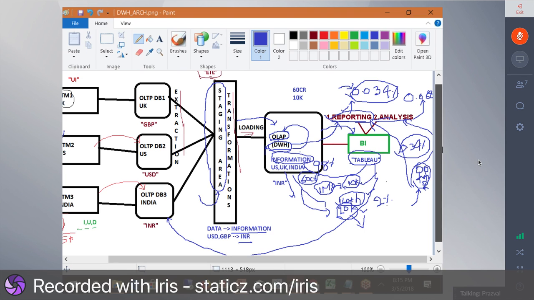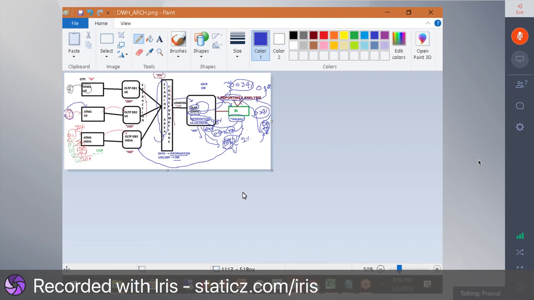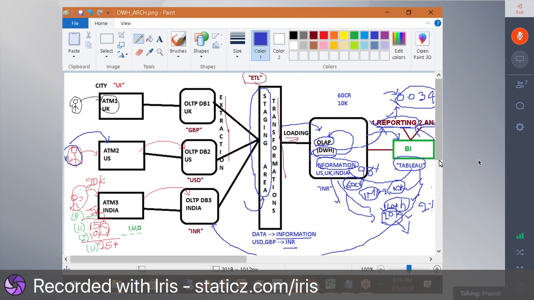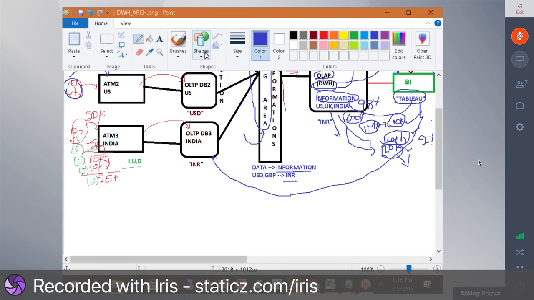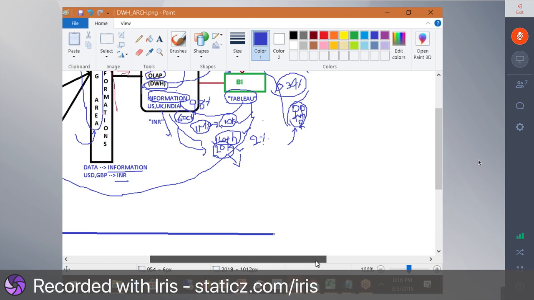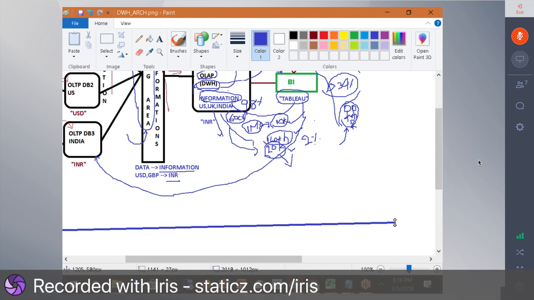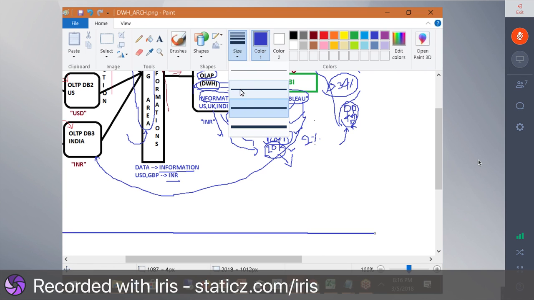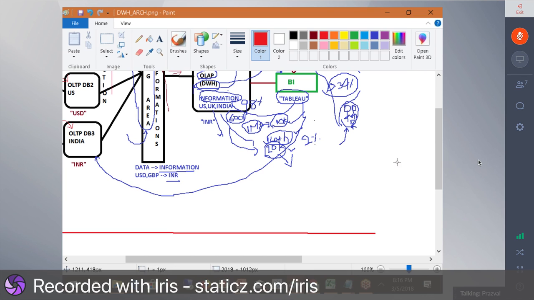This complete end-to-end mechanism is known as the data warehousing architecture.